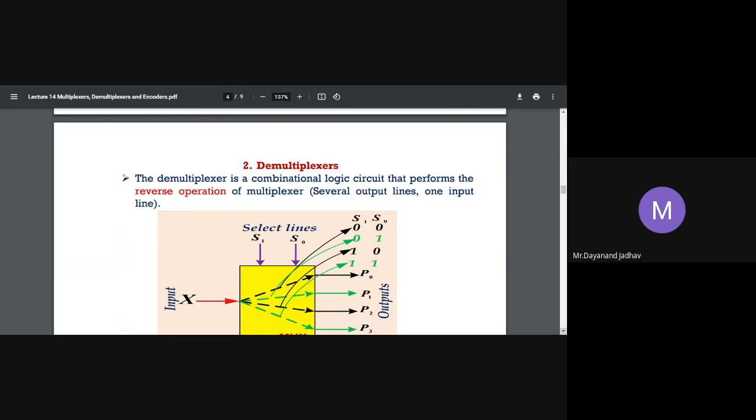This is the introductory part. In this lecture, we are discussing the introductory part of the multiplexer and the demultiplexer.